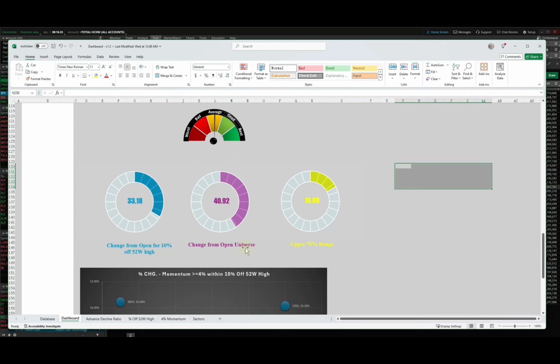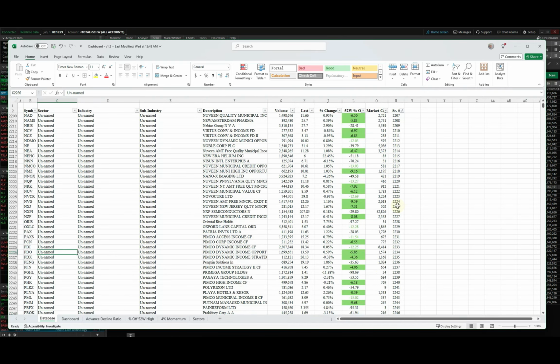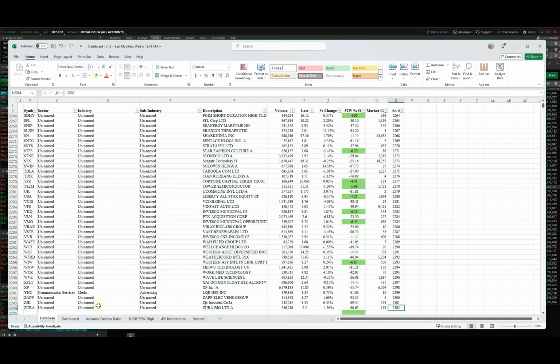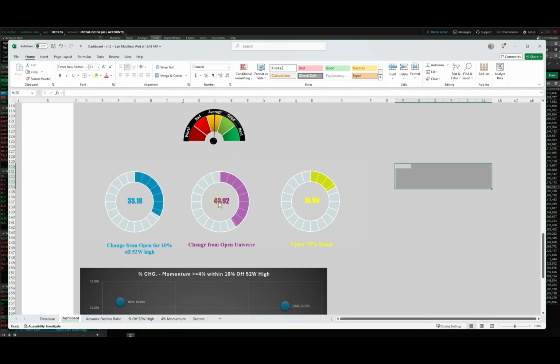Similarly, change from open in the universe. This is the top 10%, and this is overall the universe. In the universe, like I said, we have 2300 stocks. So of the 2300 stocks today, 41% opened and advanced. You can say it's a little bit okay, but kind of average, not so good. And in the upper 70% range, only 17%. So if this was today's range, only 17% of stocks closed here. All the other stocks closed in the lower half. So that's why the breadth is not so good.